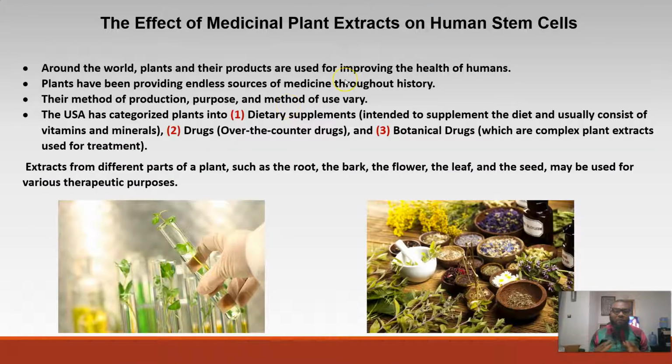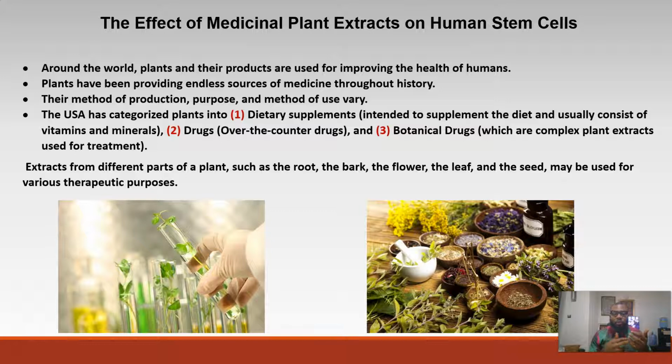I'm going to go into the effect of medicinal plant extracts on the human stem cell. So, around the world, plants and their products have been used to improve the health of humans. We know plants have been providing endless sources of medicine throughout history. The method of production, purpose, and method of use for these plant extracts vary. Like in the US, the US has categorized plants into three classes.